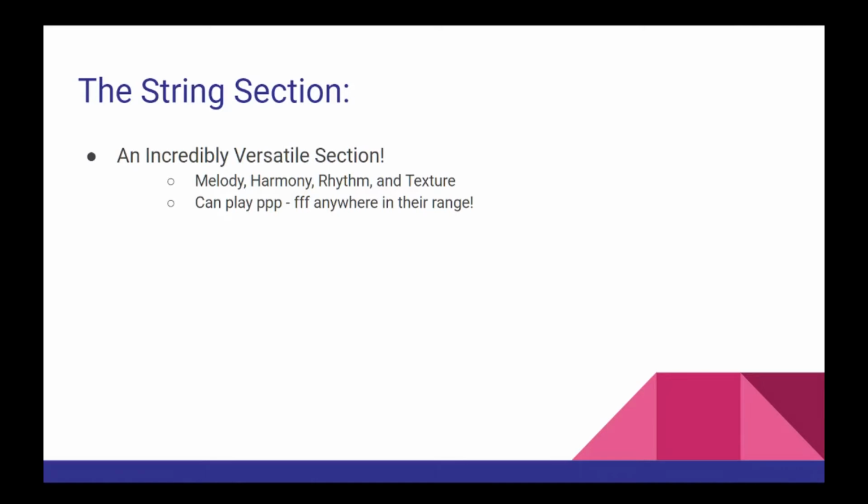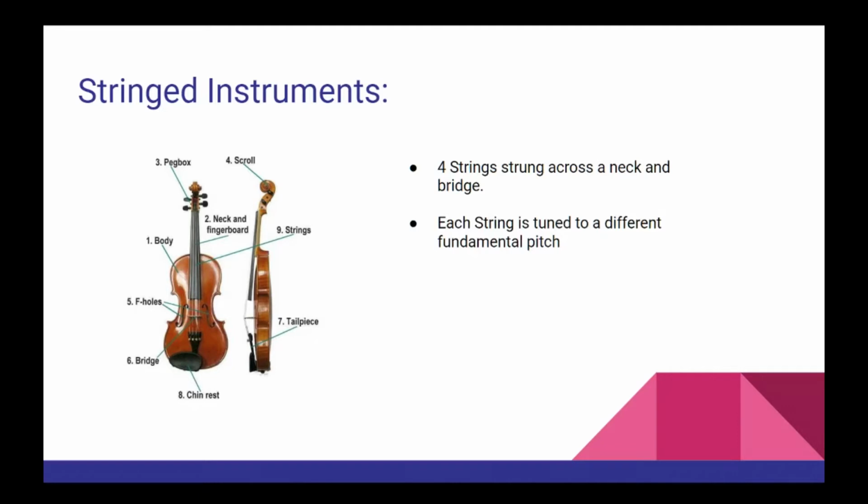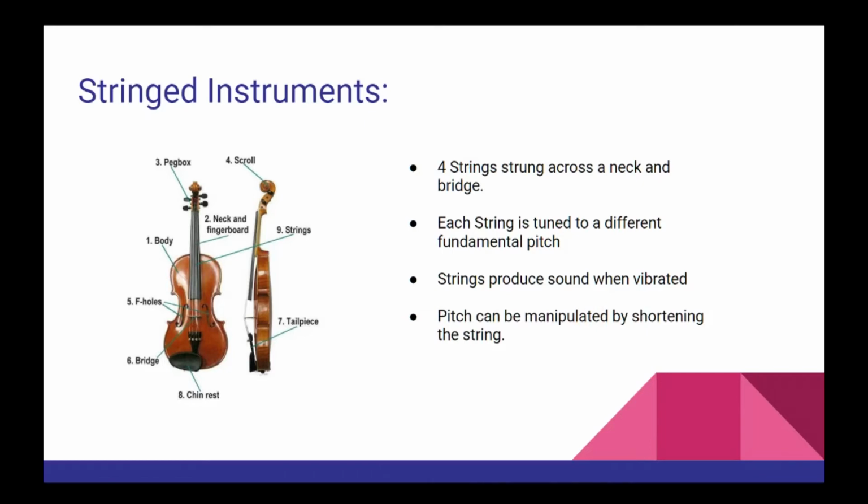Now, each of the stringed instruments is built pretty similarly. They consist of 4 strings strung between a neck and a bridge. Each of these strings is tuned to a different fundamental pitch and produces a sound when the musician either draws a bow across the string or plucks it with their fingers to get it to vibrate. String players can manipulate which note is being performed by pressing their finger down on a string, which effectively shortens it and increases the pitch of the note being heard.